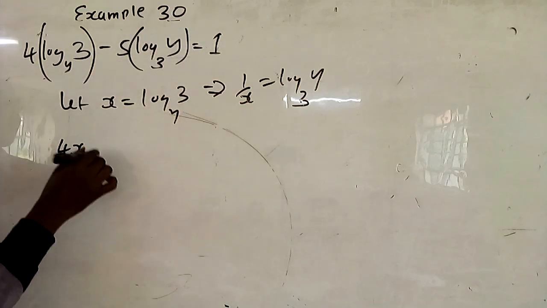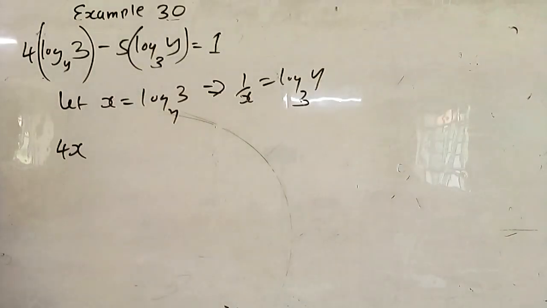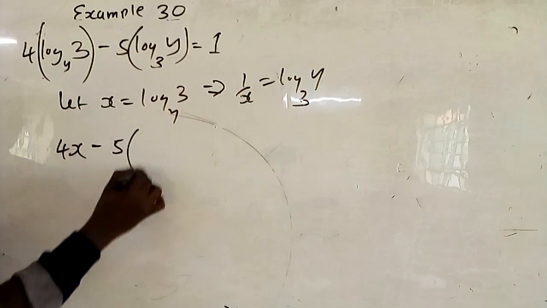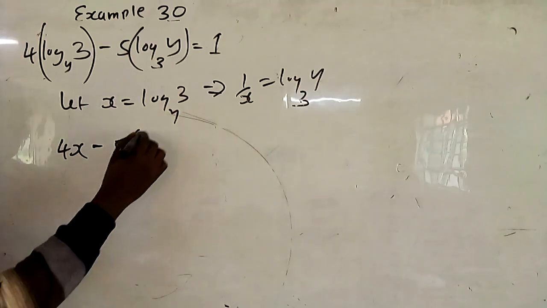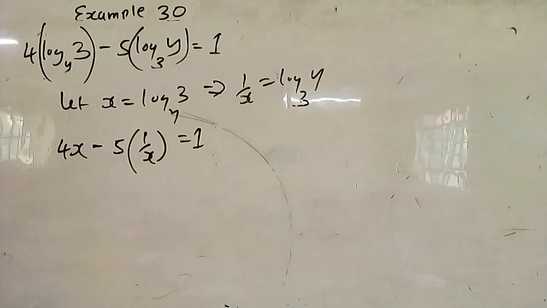So can you now substitute 4 times x, because we cannot use the law of logarithm when they are different bases, isn't it? Are we together? You only use those laws when you have the same base. So here we have 4, this one we've let to be x, then minus 5 times the reciprocal, which is 1 over x, equal to 1.